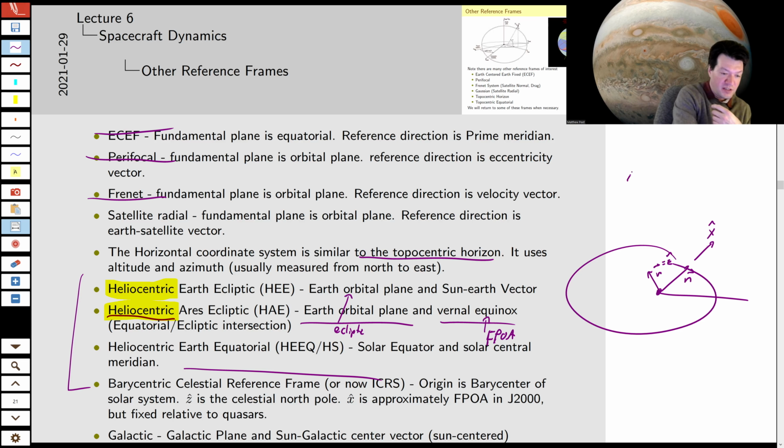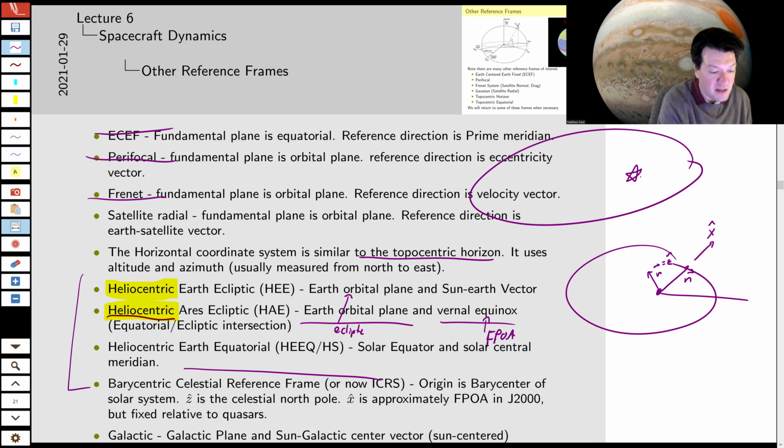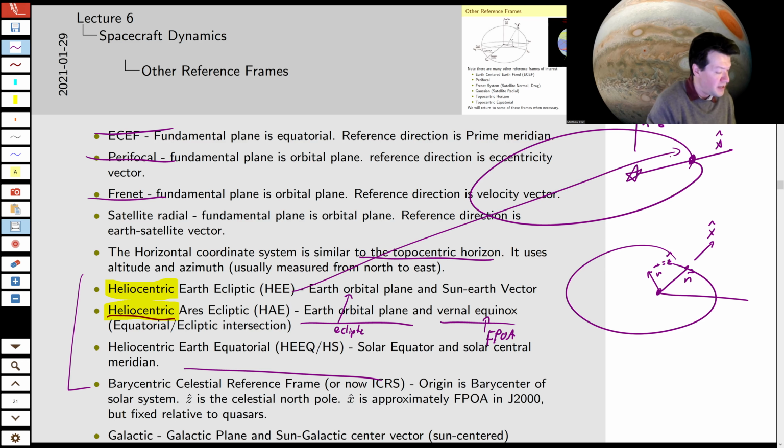So if here's the sun, here's the Earth moving around there. The orbital z hat is that way, and then the x hat points towards the Earth. That's the heliocentric Earth ecliptic, sort of Earth rotating one. That's sort of the equivalent of the satellite radial for the Earth. What else we got here?